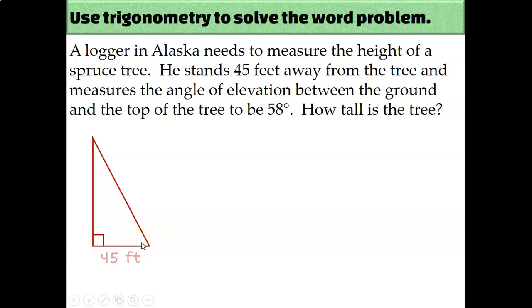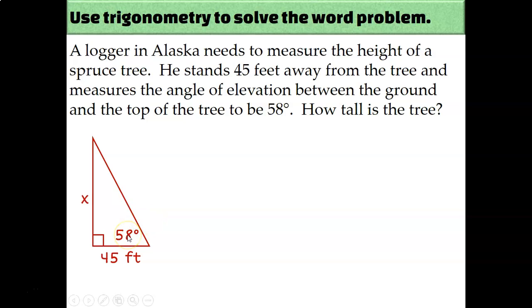He's standing 45 feet away from the tree. So the distance between the tree and the guy that's going to cut the tree down is 45 feet. And it says that the angle of elevation between the ground and the top of the tree is 58 degrees. That's this angle right here. With angles of elevation, you always start at horizontal and then work your way up from there. You elevate. So starting from that 45-foot horizontal line, we look up 58 degrees. And we're going to use these measurements to calculate x, which is the height of the spruce tree.